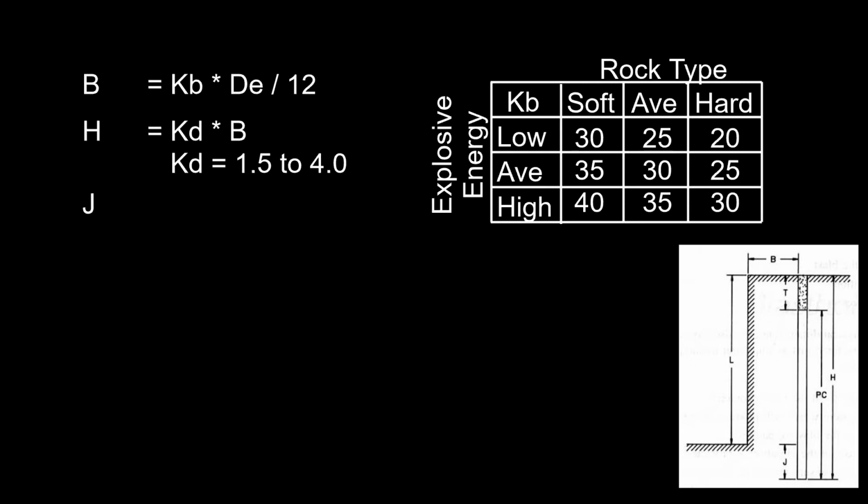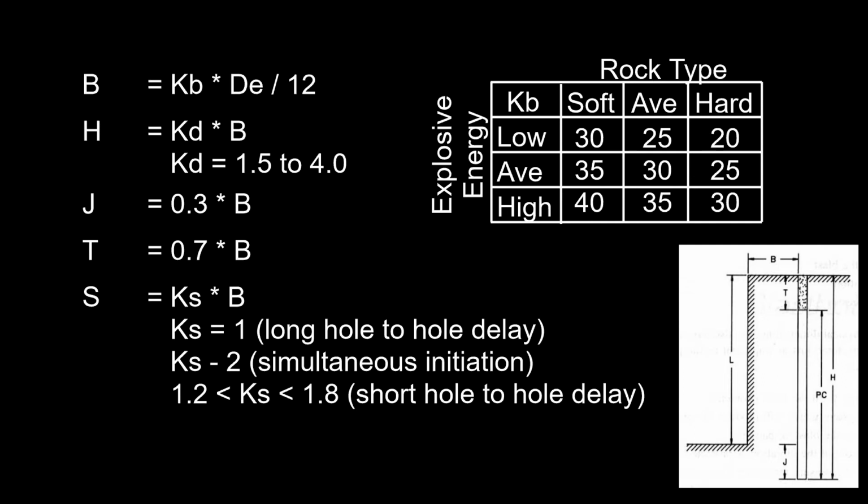For subdrilling, we multiply the burden times 0.3 to find the subdrilling depth. Stemming is found by multiplying the burden by 0.7. Spacing is found by multiplying the burden times a spacing factor, which ranges from 1 to 2: 1 if you have long delay intervals, 2 for simultaneous initiation. For short delay intervals, the spacing factor ranges from 1.2 to 1.8. And then finally, the bench height is calculated by subtracting the subdrill from the borehole depth.